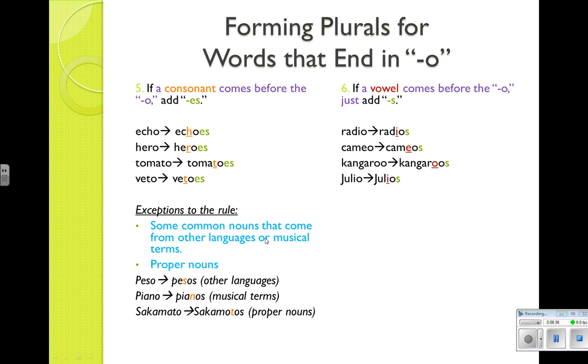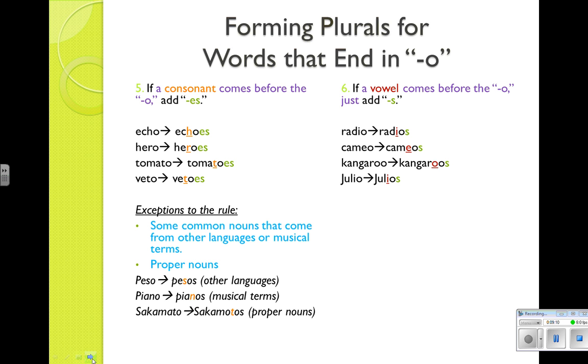Now you notice in the exception I pointed out that most musical terms are Italian. And so for that reason, most musical terms are also not going to follow the rules. So piano, there's an N, it should be ES, but because it is from Italian, it's a musical term, we don't add the ES, we just add S. And as always, proper nouns don't like to obey rules, they are rebels. If you have someone's last name, for example, Sakamoto, all right, you would just add an S. Okay, very similar to your rule for Y.